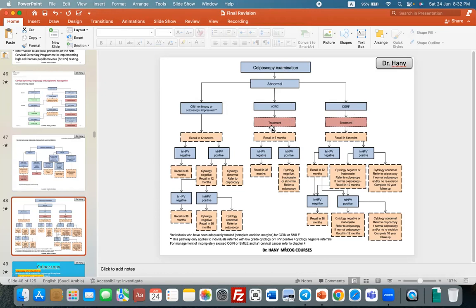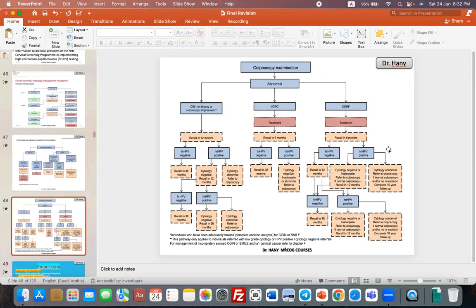Once I have a treatment, test of cure, the new test of cure will be human papillomavirus. Negative, 3 years recall, positive, colposcopy. Any positive test after treatment, higher chances of recurrence, colposcopy. I will not do cytology again. This is after treatment. CGIN, 2 tests of cure, 2 human papillomavirus, 6 and 12. 6 negative, 12. 6 negative, 3 years recall, always coming in the exam.